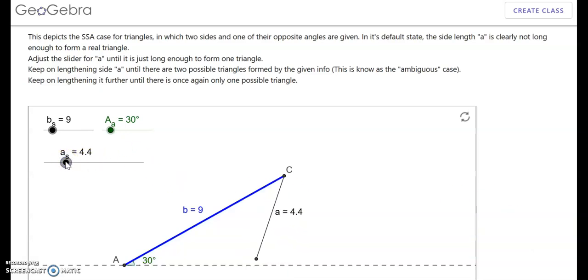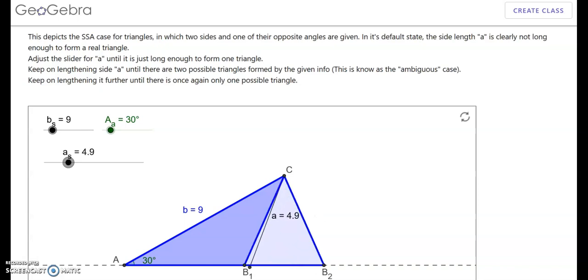And now let's take a look at what happens when we make that side length even longer. Now we're in a situation where we're producing two different triangles. We have the case where we could take that side length. Right now our side is 5 units long, and we can place it inside that right triangle where it would give us the length that goes from C to B1. And so we have triangle ACB1 that is produced.